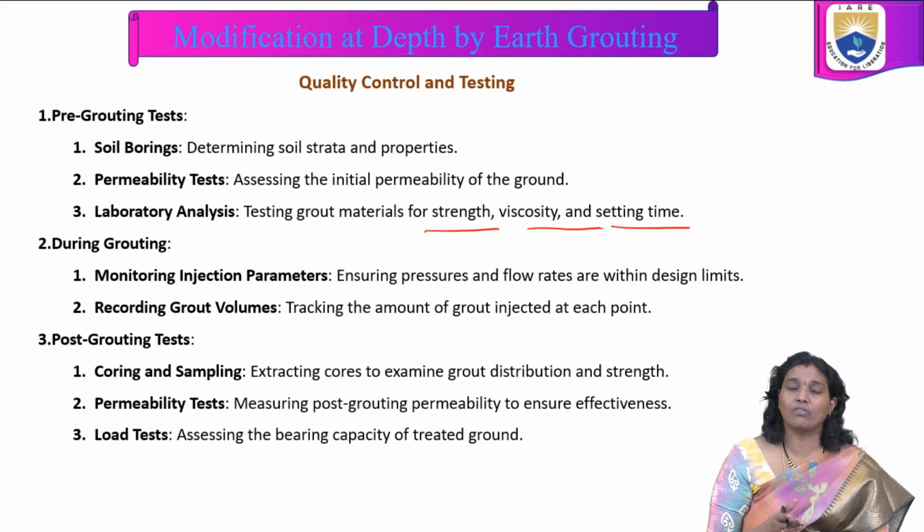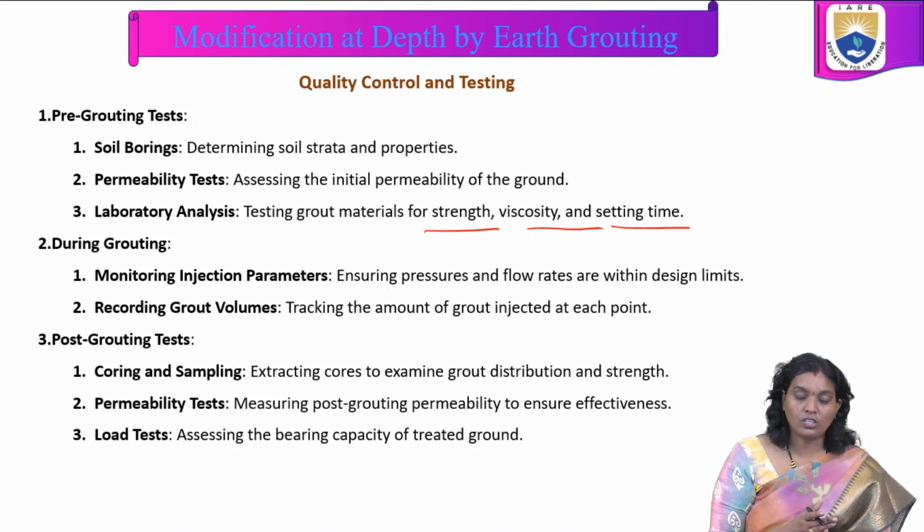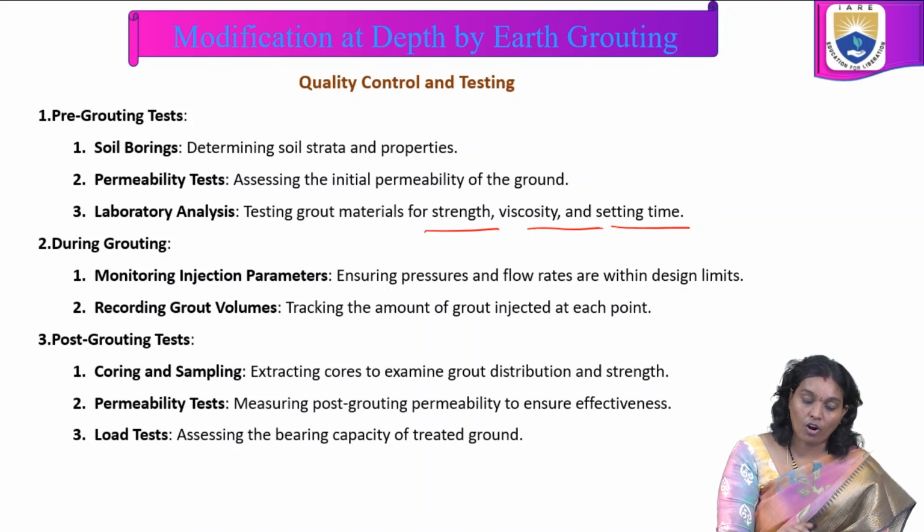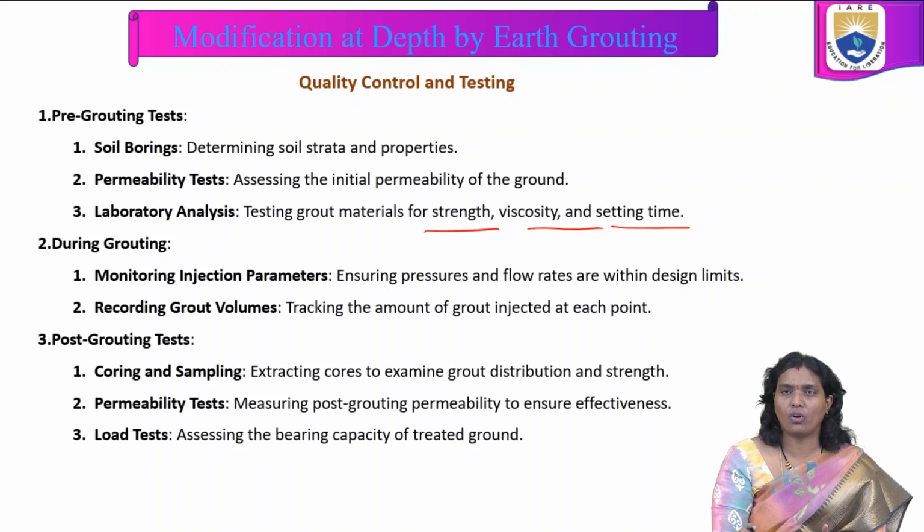At the time of grouting, we have to monitor the injection parameters and record the grout volumes. Through monitoring and inspections, we ensure the pressures and flow rates are within the design limits. So we design how much pressure is required for that particular grouting, and during the grouting period we monitor. It gives better results and keeps us in line with the design limits. Next, recording grout volumes, tracking the amount of grout injected at each point.